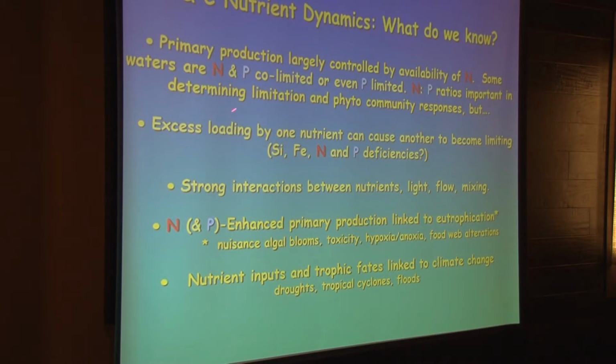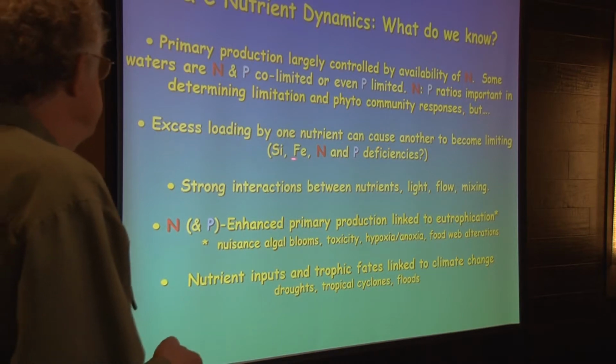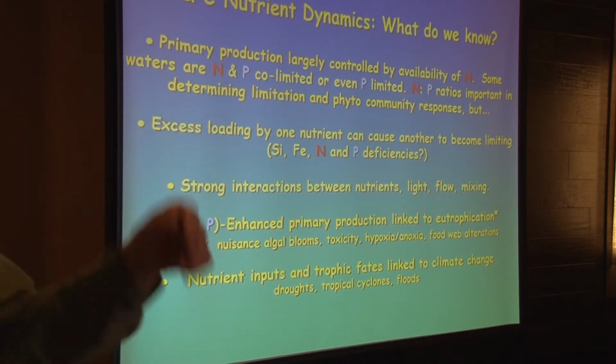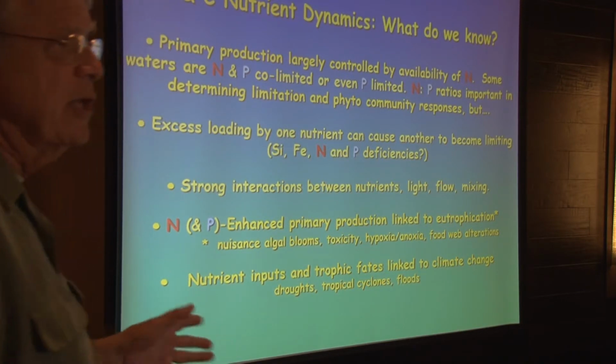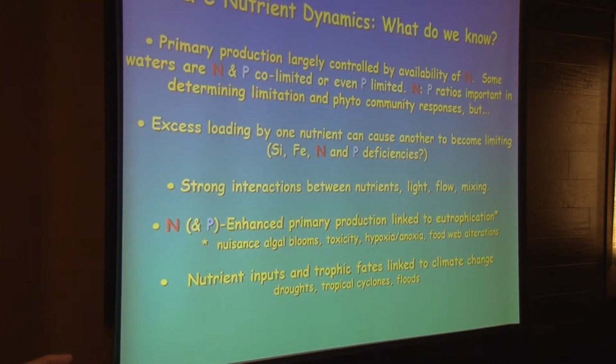And the other issue is that when we put a lot of nutrients in, particularly nitrogen and or phosphorus, you get other deficiencies. I know Ken will talk about iron, but silica is certainly one. And I'm going to give you an example of the Mississippi plume in the Gulf of Mexico that has led actually to phosphorus limitation in some areas. There's strong interactions between physical features in these systems and what the nutrients do, and I'm going to try to emphasize that.